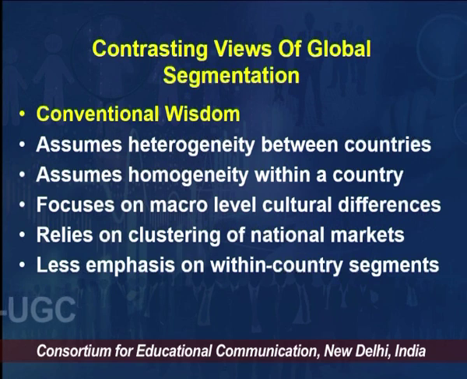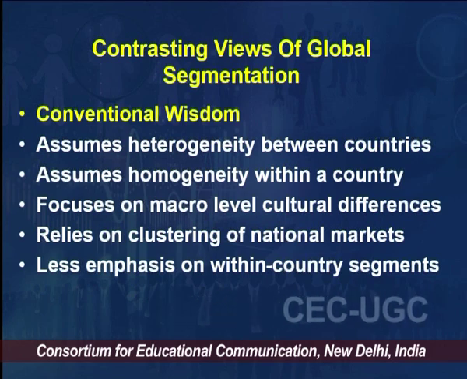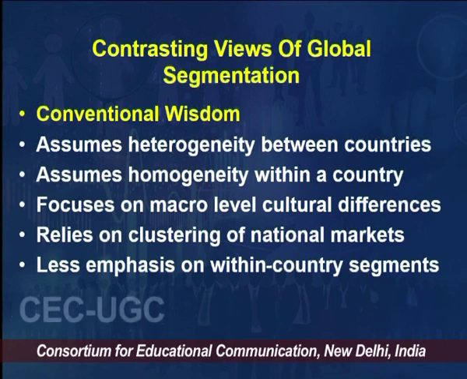So, they are relying on clustering of national markets because they feel that in these countries, apart from minor micro level cultural differences, at macro level they are at par with each other, or almost the same. So, out of heterogeneity across nations, they try to find homogeneity, clustering national markets on the basis of their similarity. Conventional wisdom puts less emphasis on within-country segments.